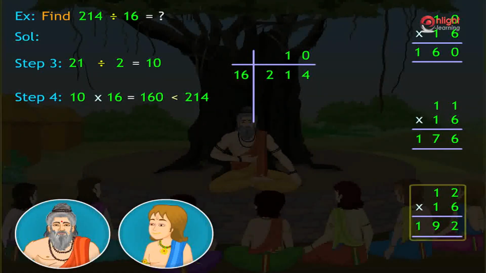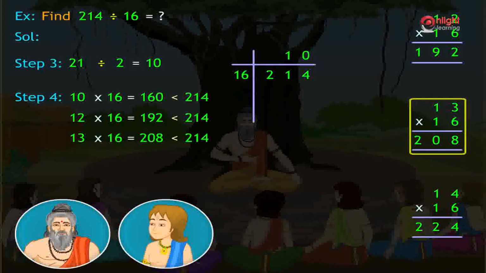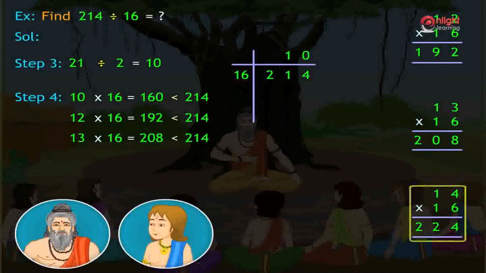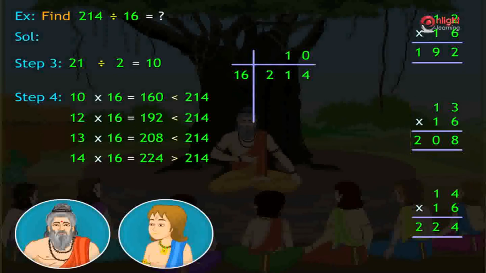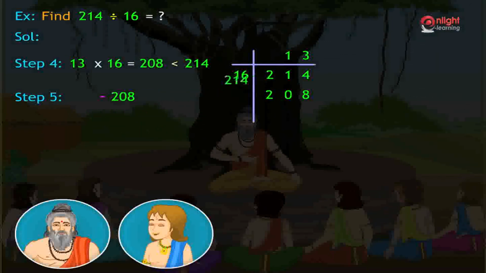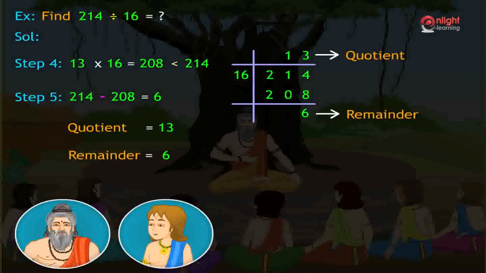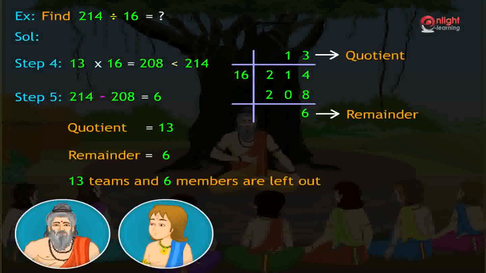12 multiplied by 16 is 192, which is also lesser. So we try 13 multiplied by 16, we get 208. It is also lesser, but still try another quotient. 14 multiplied by 16 gives 224, greater than 214. So 13 is the actual quotient where 214 is divided by 16. So now we write 13 as the quotient and 208 below 214. Subtracting 208 from 214, we get 6. Hence the quotient is 13 and remainder is 6. Hence there are 13 teams and 6 members are left out.